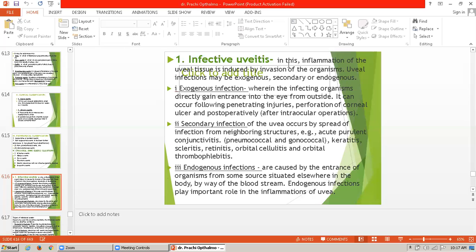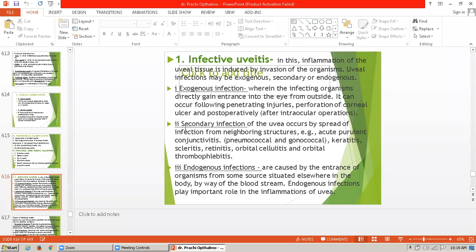First, that is infective uveitis. In this, inflammation of the uveal tissue is induced by invasion of the organism, and uveal infection may be exogenous, secondary, or endogenous. Exogenous infection is where the infective organism directly gains entrance into the eye from outside, and it can occur following penetrating injuries, perforation of corneal ulcer, and post-operatively after intraocular operation.